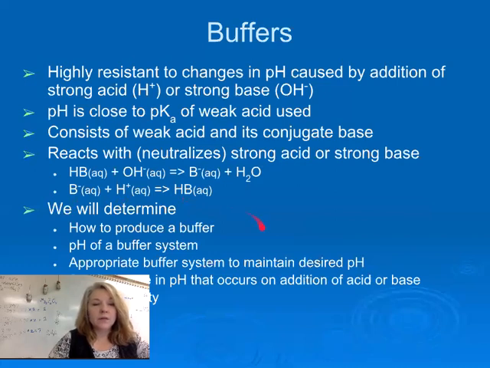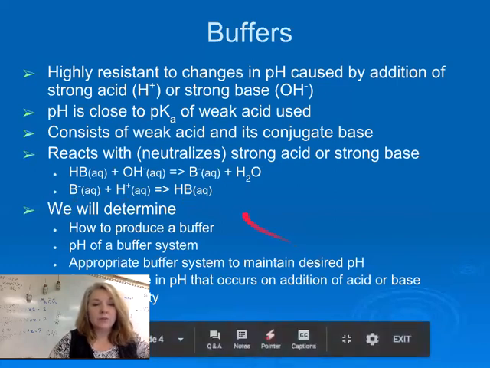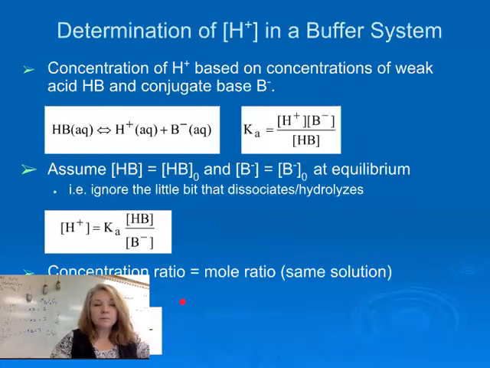Okay, so we're going to be looking at how to produce a buffer system, the pH of a buffer system, what appropriate buffer system would be used to maintain a desired pH, and we're going to calculate the small change in pH that occurs on the addition of acid or base and something called buffering capacity.